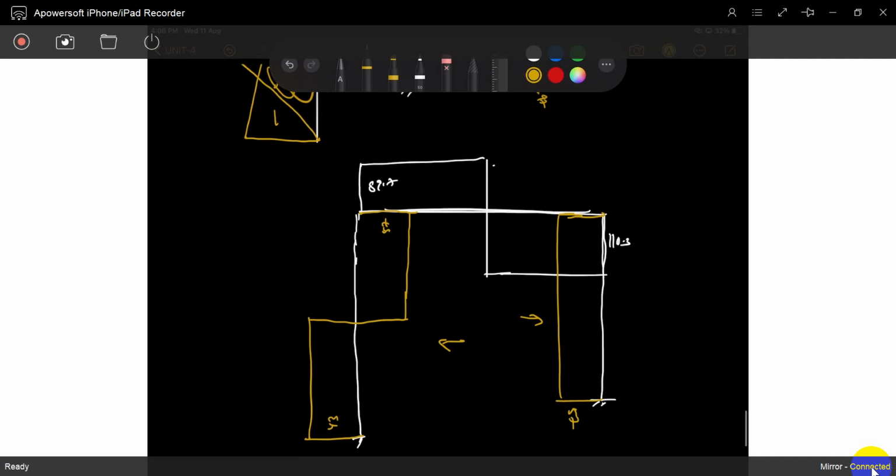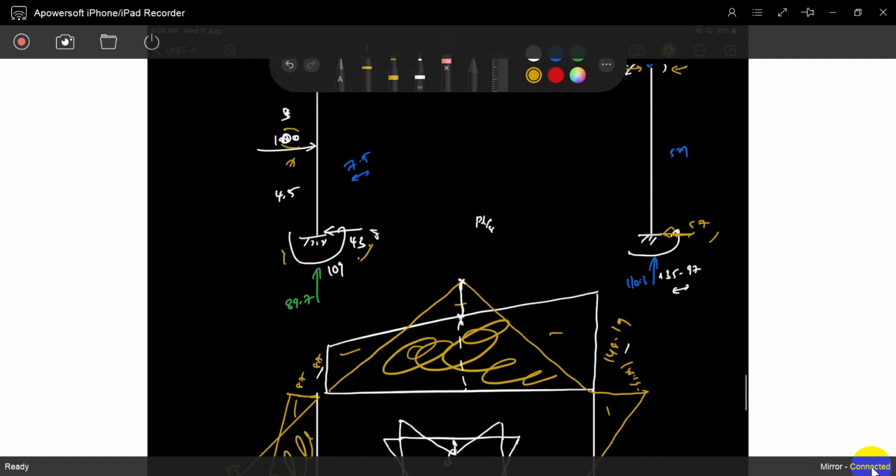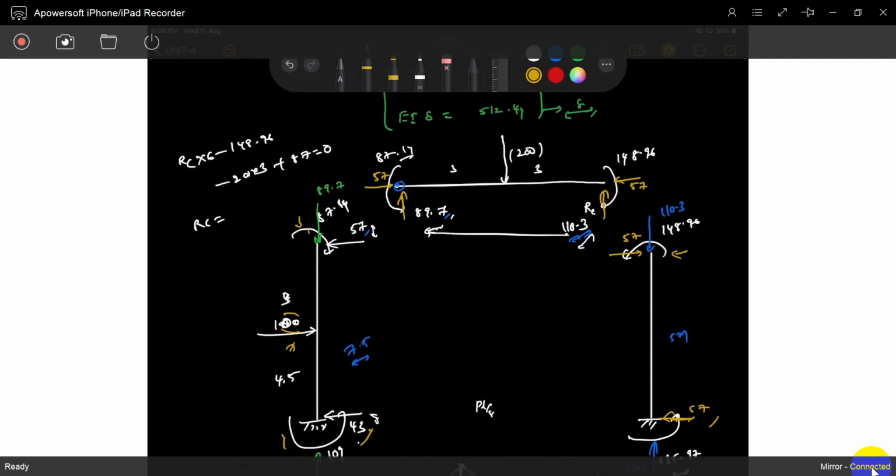Write like this: 57, 57. This is the shear force diagram. Okay, that's it. And you can also write down the axial force. See, the axial force in the beam BC is 57.